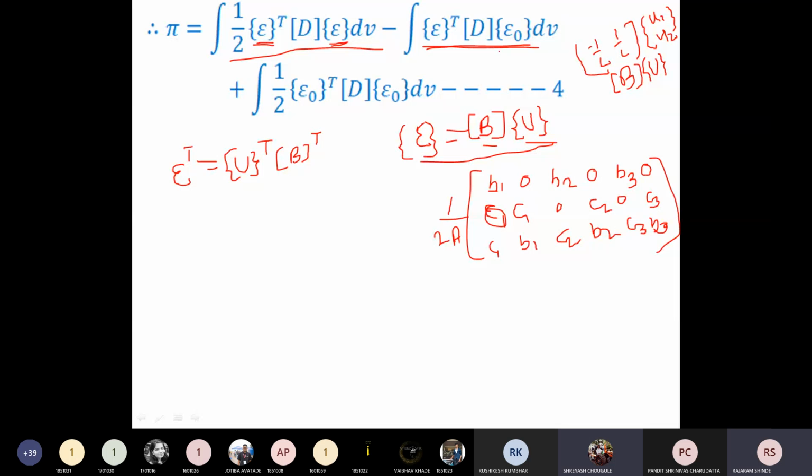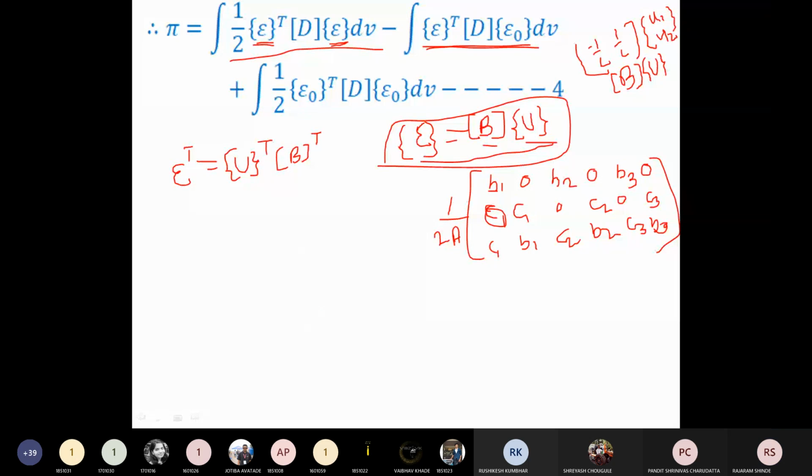Instead of epsilon transpose, u transpose b transpose. Epsilon transpose d epsilon naught, you have to keep as it is. Epsilon transpose you have to replace by u transpose b transpose because you have this relation. Already you have seen this relation and you have also calculated. And one more thing I want to tell you here, this relation is required for numericals also.